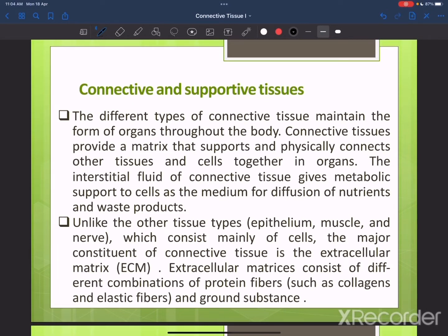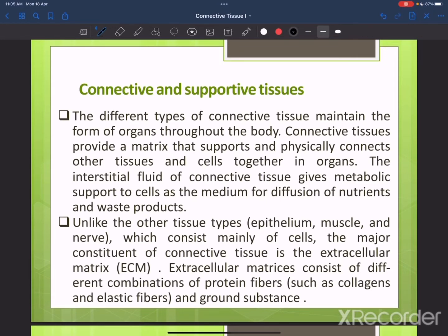Unlike the other tissue types, which are the epithelium, muscle, and the nerves, which consist mainly of cells, the major constituent of connective tissue is the extracellular matrix. Extracellular matrices consist of different combinations of protein fibers such as collagen, elastin, and reticular, and the ground substance. However, the extracellular matrix is the protein fibers, different types of protein fiber, plus the ground substance.